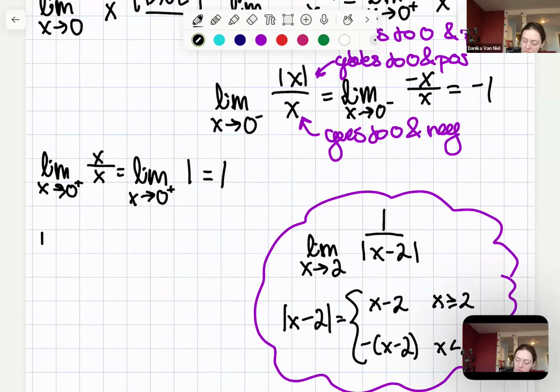Another example, and something like this has been on the exam a couple of times.